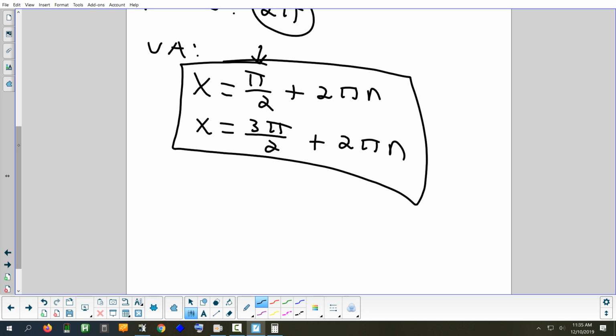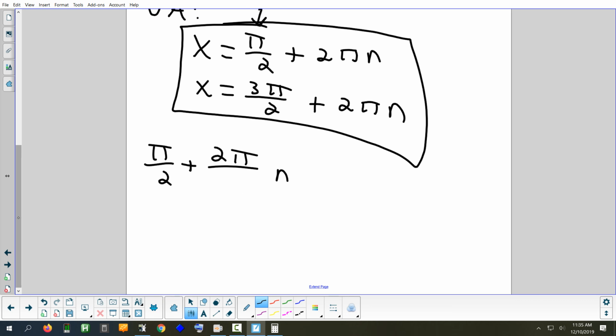Now, I want to show you something because you may see something a little different, but it's basically the same idea. If we took pi over 2, yeah, let's do it like this. That's the same. Pi over 2 plus 2 pi over 1 times n. What's the common denominator between 1 and 2? 2. So let's go like this. Pi over 2 plus 4 pi over 2.